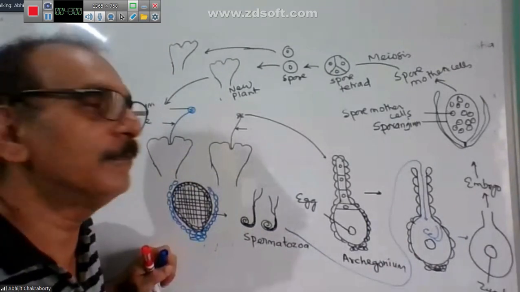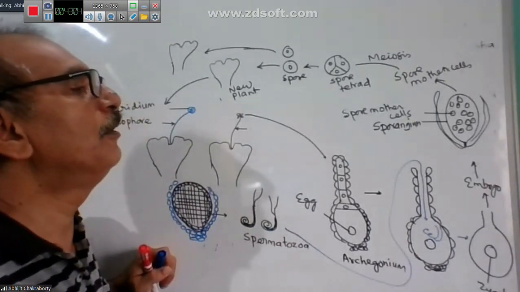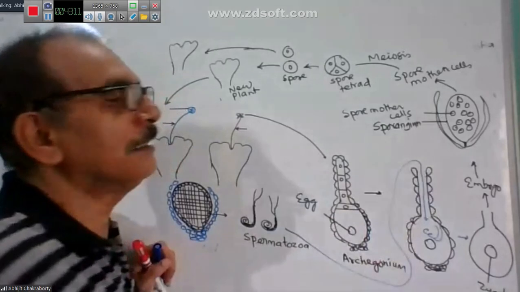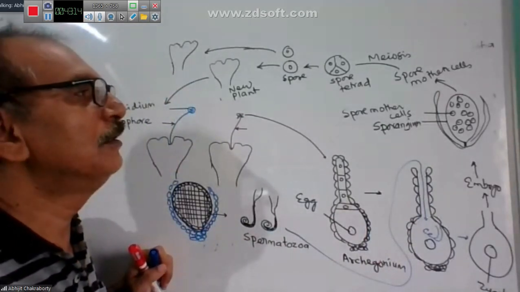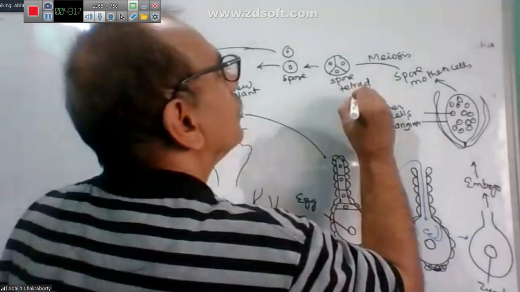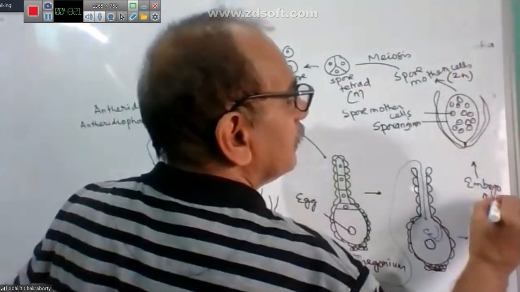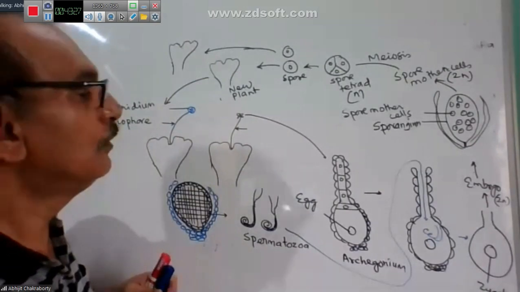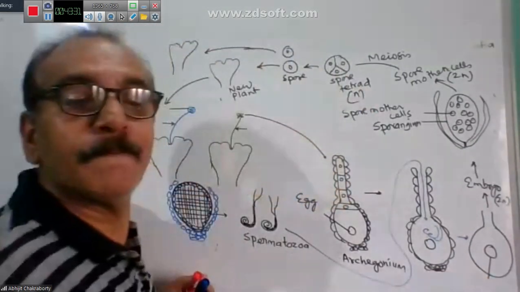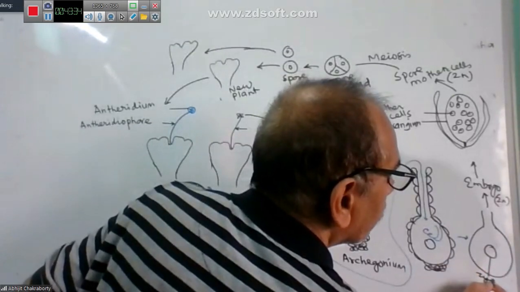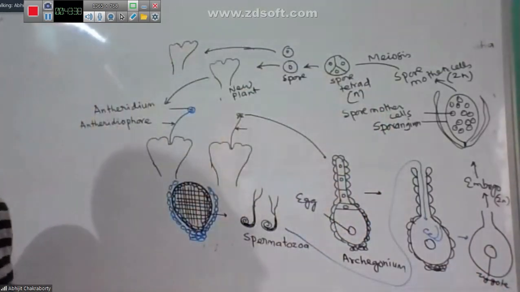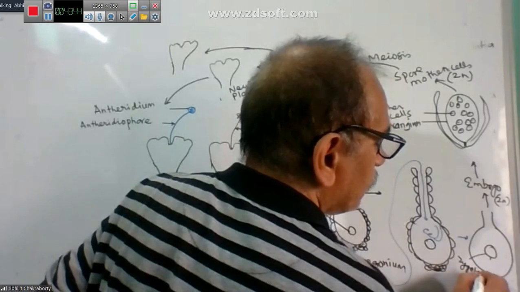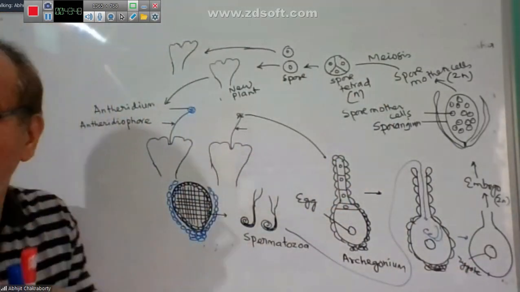Eventually, zygote is formed. Zygote will give rise to embryo. Embryo will form the sporophytic plant body containing sporangium. Inside the sporangium, spore mother cells are present, which undergo meiosis to produce the haploid spores. So they are the haploids. This is diploid. Zygote diploid. This is the zygote. So this is what we have about Marchantia. Any doubt you can tell me.